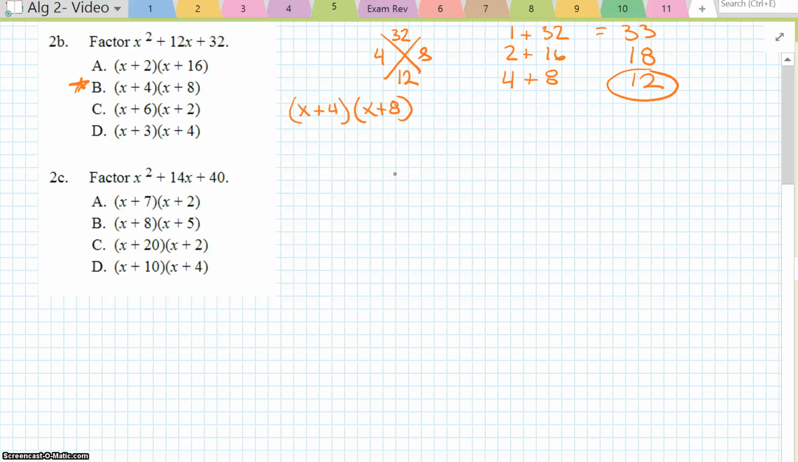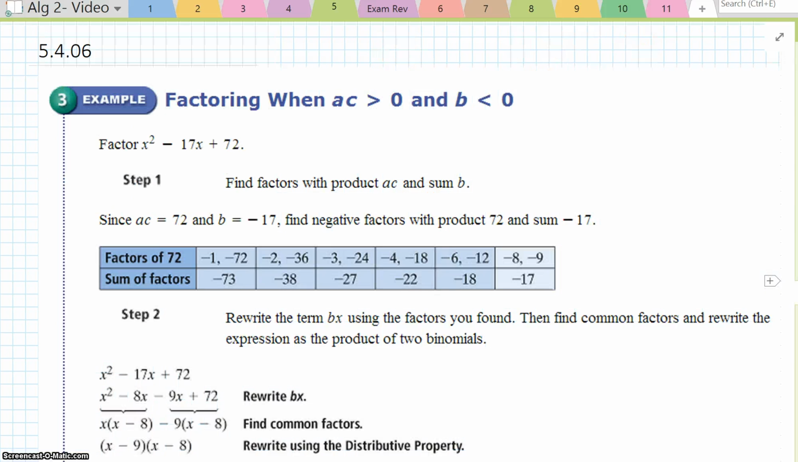Next one. x squared plus 14x plus 40. All right, our a times c value is 40. Our b value is 14. Two numbers that have a product of 40 and a sum of 14. Well, 10 and 4 come to mind. So my answer is x plus 10 times x plus 4. Answer is D. Okay, now we're rolling.